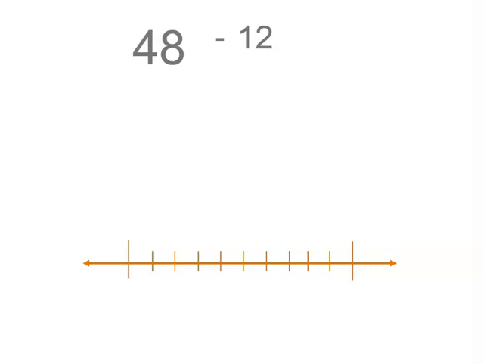Well, it can depend on the number. Let's have a look at 48. If we put that on a number line, the 4 in the tens place means that our number could go down to 40 or up to 50. So we need to choose which one.